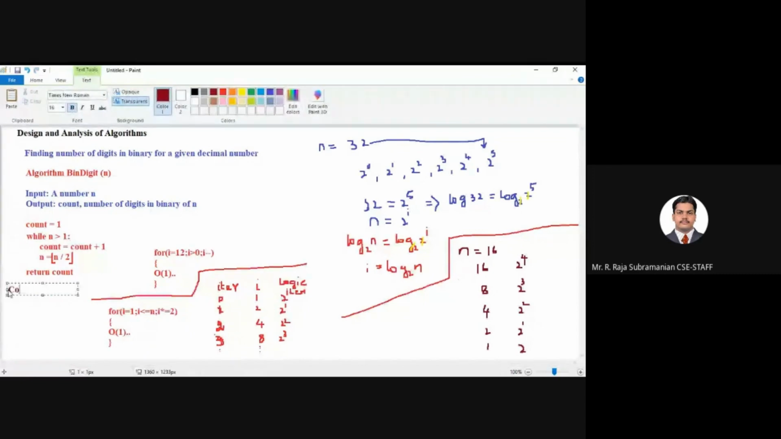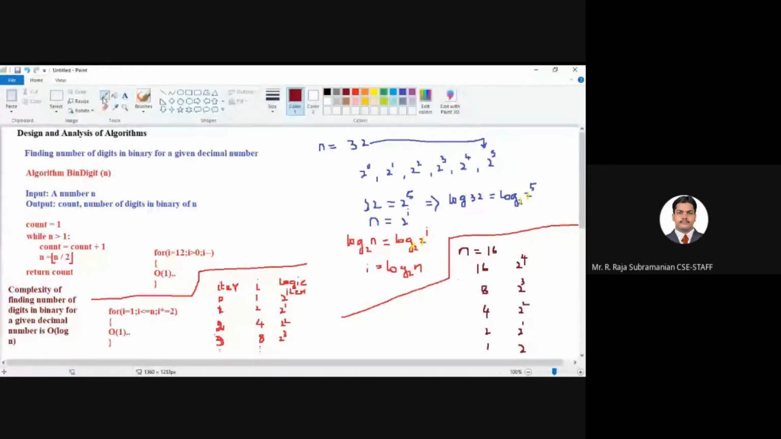Complexity of finding the number of digits in binary for a given decimal number is O of log base 2 n. Base 2 n went down, so I write it here again. Log base 2. So this is the case.